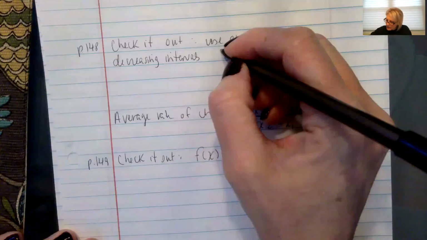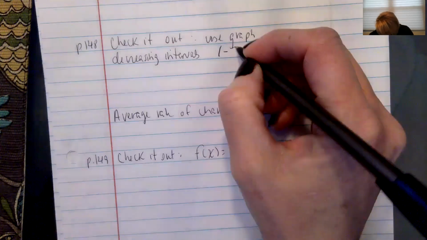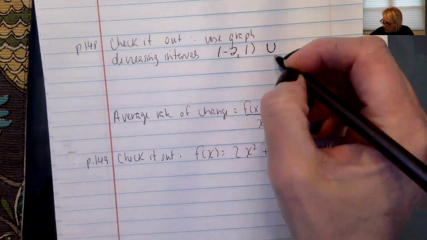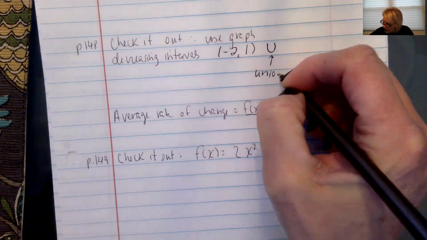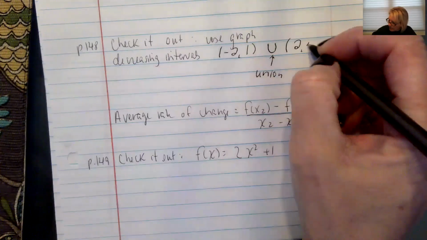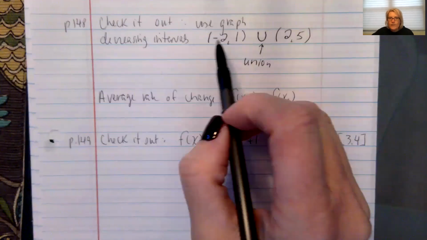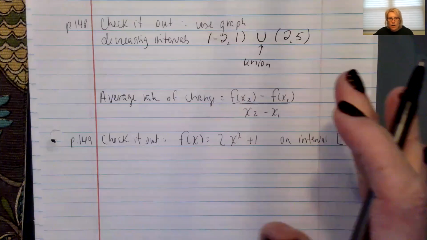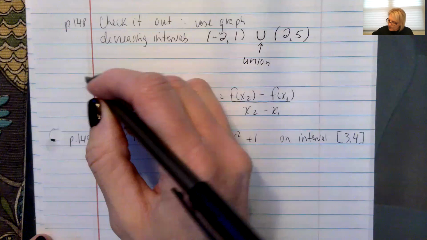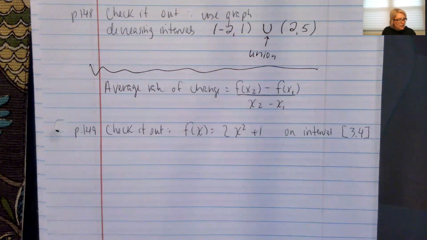It's decreasing on the interval -2 to 1. And then we're going to union, remember that's a union, that with the interval of 2 to 5. And always remember when you're reporting your intervals, it's always the x values. It's never the y values. It's always the x values that you're letting me know. And then there's also times when we might want to see where do we have an increasing function or a constant function. We're going to do a couple here in a minute.